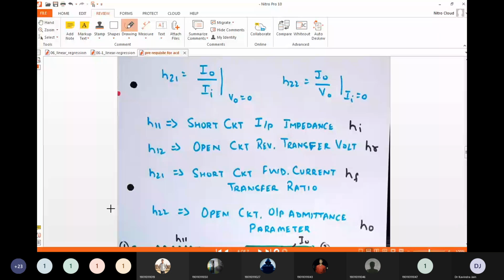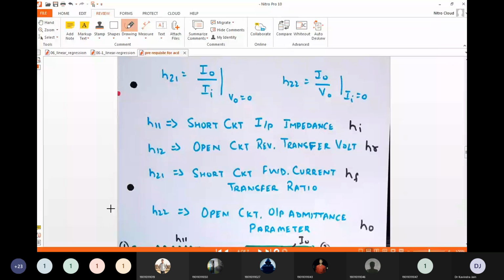So I'm talking about CE configuration. In case of CE configuration, we can say that emitter is common. That means emitter is grounded. So whenever we calculate the four hybrid parameters for any one particular configuration, we need to take out the formulas based on these four parameters, that is HI, HR, HF, and HO.